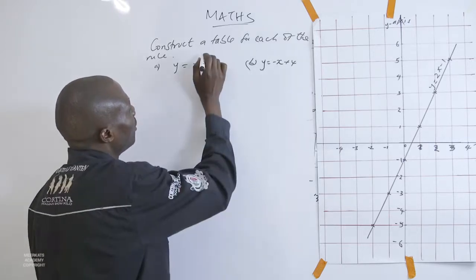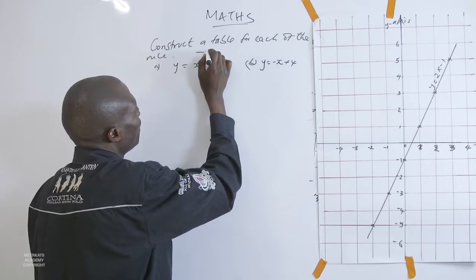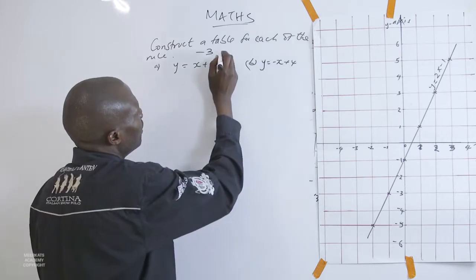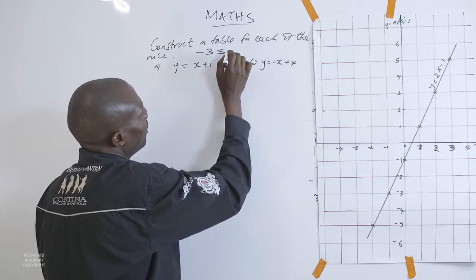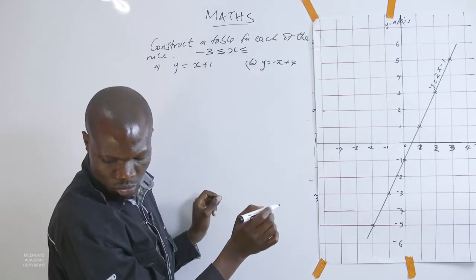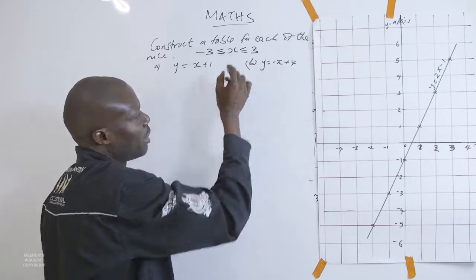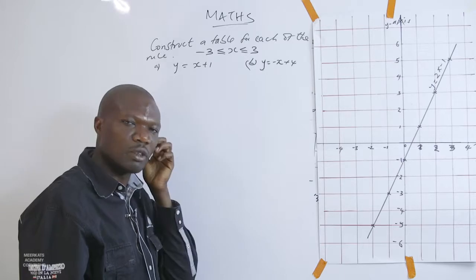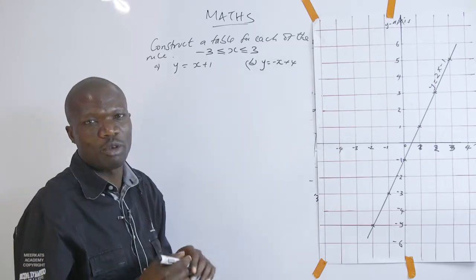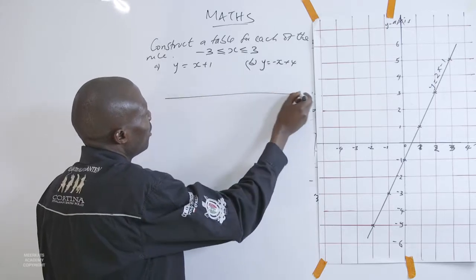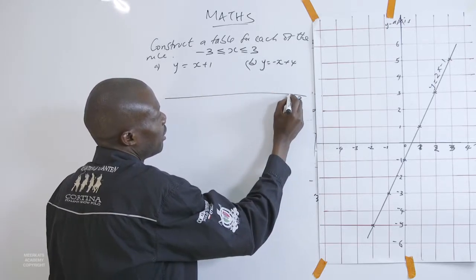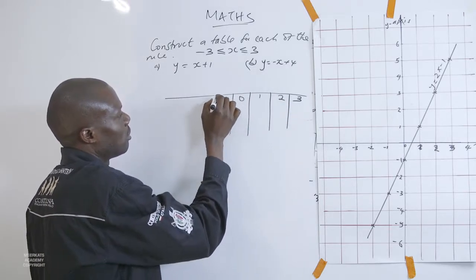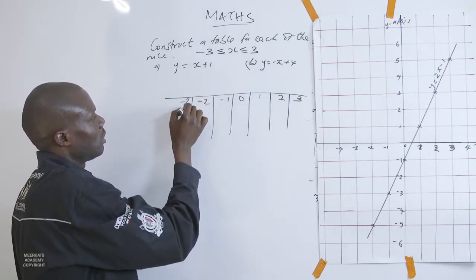X ranges from -3, that I think is less than or equal to x, which is less than or equal to 3. The range here is telling us that x ranges from -3 to +3. So we are only interested to have the table with those values. So we shall have the table which ends 3 to 1, 0, -1, -2, -3, x.